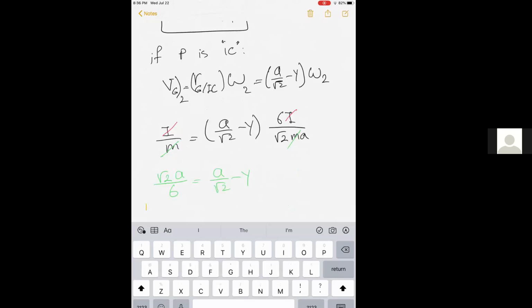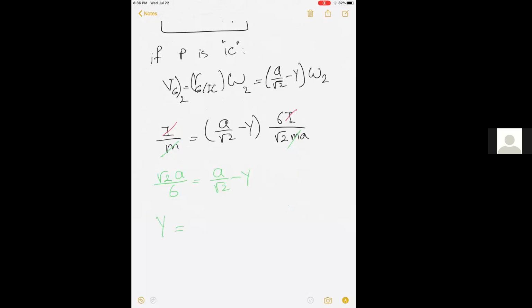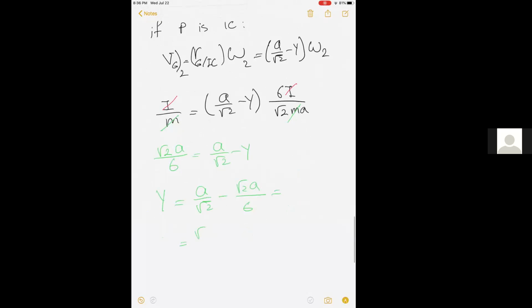Or your y is going to be a over square root of 2 minus, and you can simplify this. If I multiply this by 2, you're going to get, right? And your final number is going to be the square root of 2 over 3 times a. So this is your y.